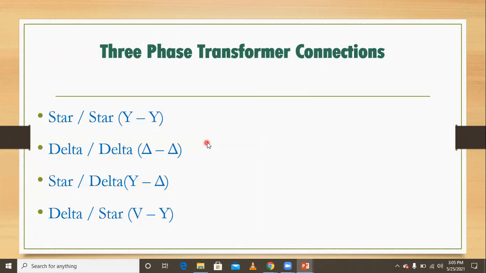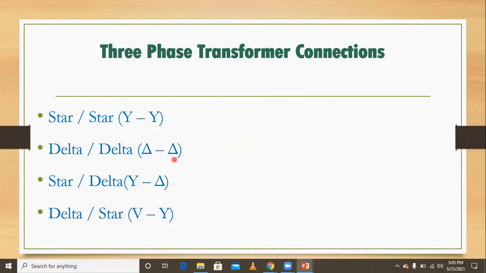There are different types of connections in the three-phase transformer: star-star connection, delta-delta connection, star-delta connection, and delta-star connection. These are the four different types of connections in the transformer.